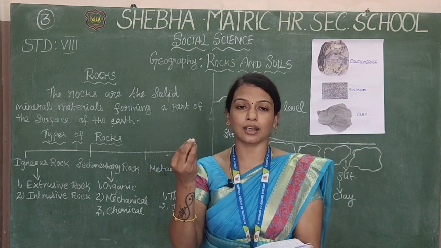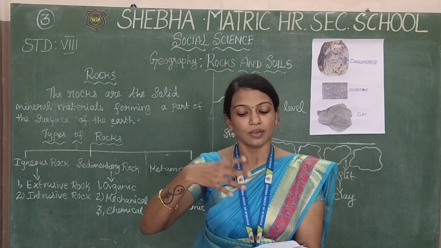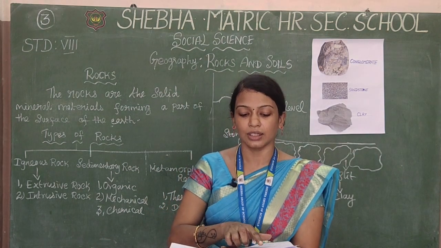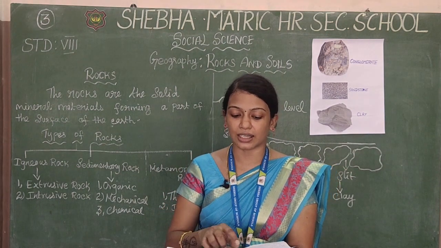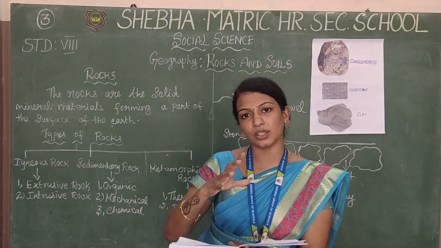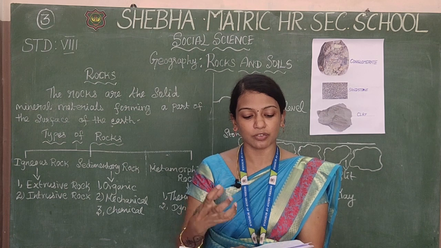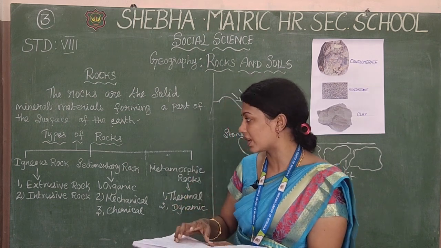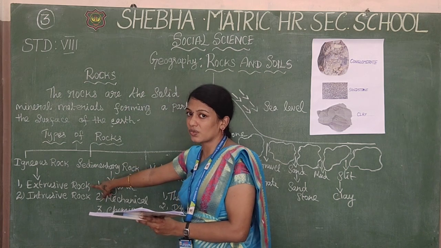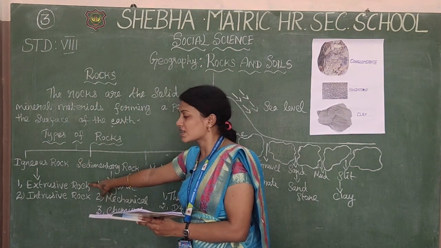What happens to the red molten magma after it comes out? After reaching the earth's surface, the molten material gets solidified. Once it comes out, the molten magma fully solidifies. That is called an extrusive igneous rock. This is the extrusive rock, or extrusive igneous rock, as they call it.